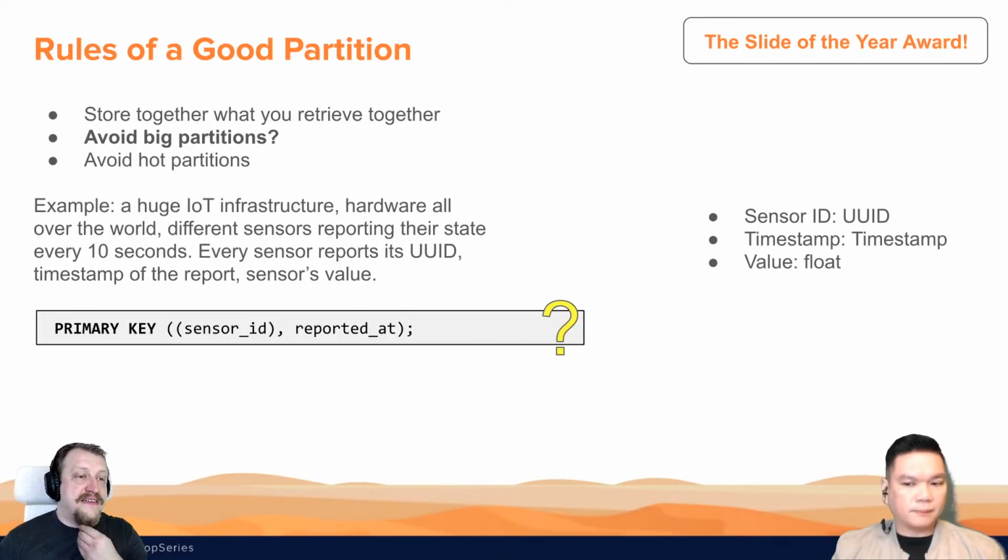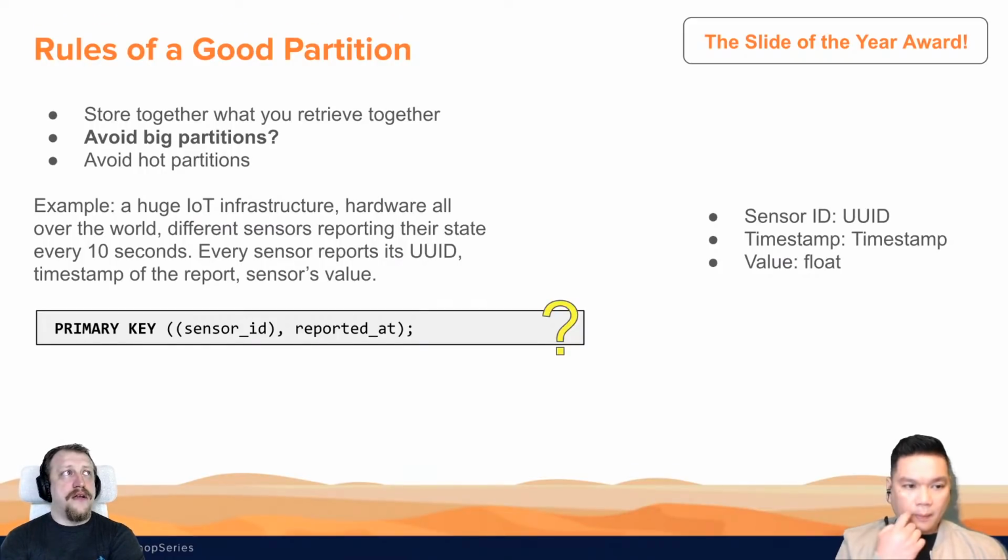And I have to design a data model for this use case. And I say, okay, store together what you retrieve together, and I retrieve together the value of the sensor over time. So I want to see how it was changing in the last month, for example. So I will partition it by sensor ID. All the reports of a sensor will be stored within the same partition. And my primary key will be sensor ID and reported at. So they will be unique and sorted by time.